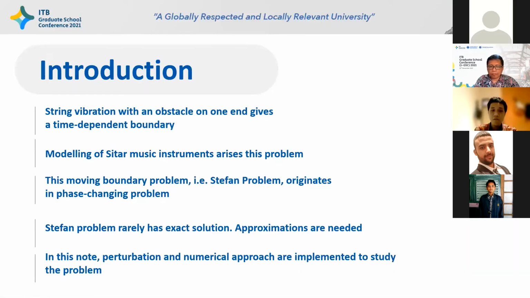Next, for the introduction, we know that string vibration is actually a very common problem in mathematics. And actually, it has been studied many times, over decades ago. But if we have an obstacle on one end of the string, it will give a time-dependent boundary. Then it will change the problem a lot. This problem arises from modeling of music instruments, because some kinds of instruments, like a guitar, will have some kind of obstacle at the end of the string. This is a moving boundary problem.